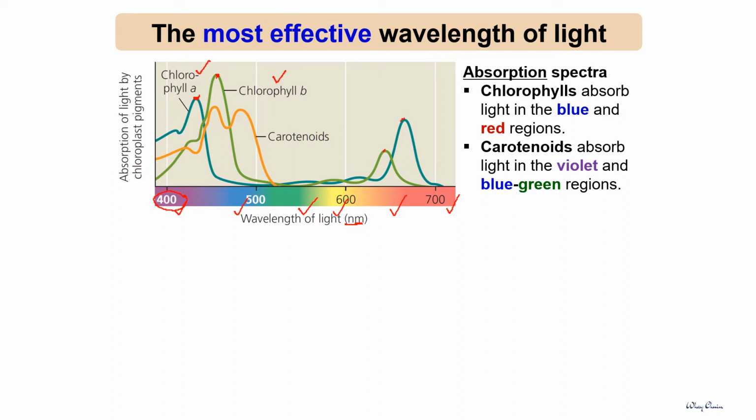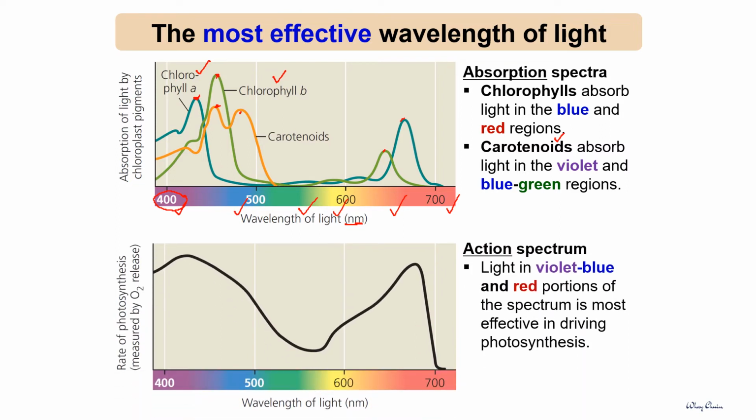However, carotenoids, which include carotene, xanthophyll, and pheophytin, perform best when exposed to violet light, because the value is the highest here, and also in the blue-green region. After that, the graph shows a very low value, which means no absorption in the region after the blue-green light.